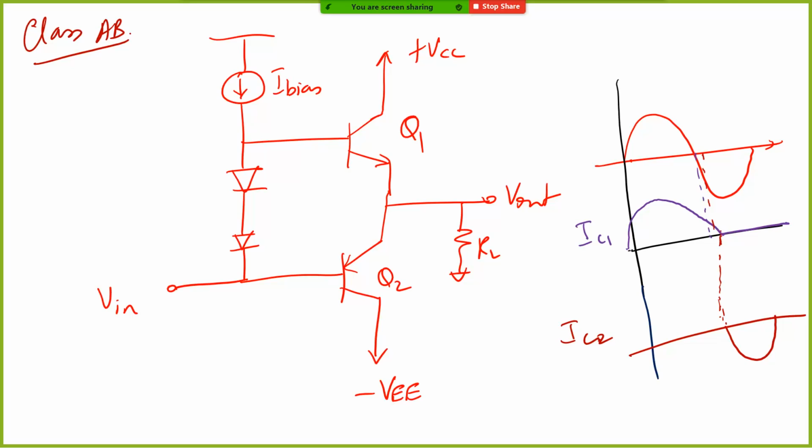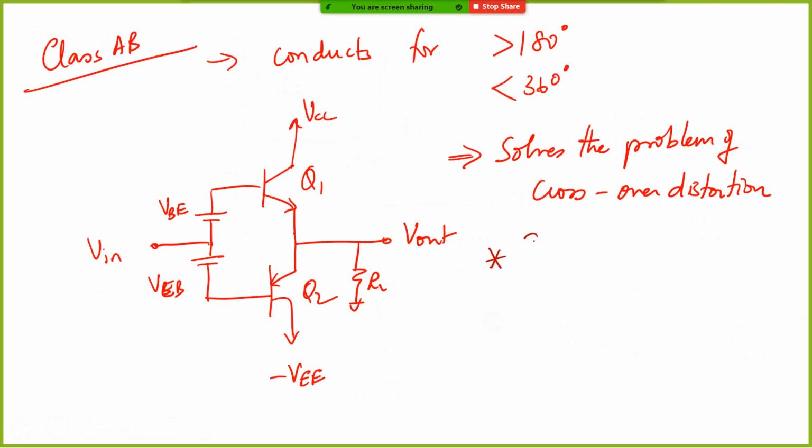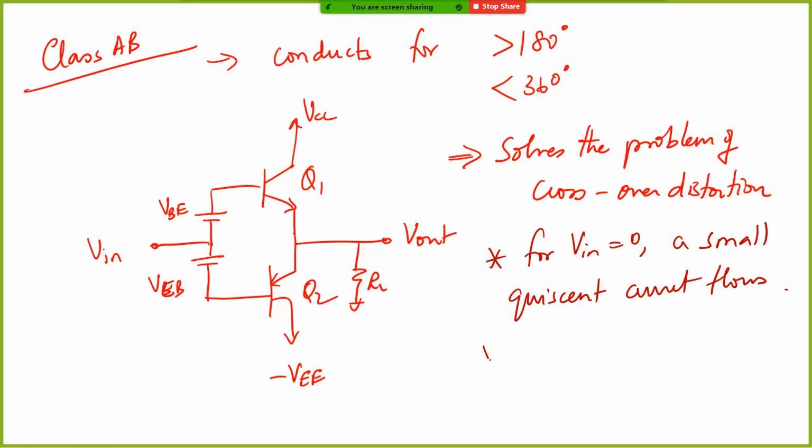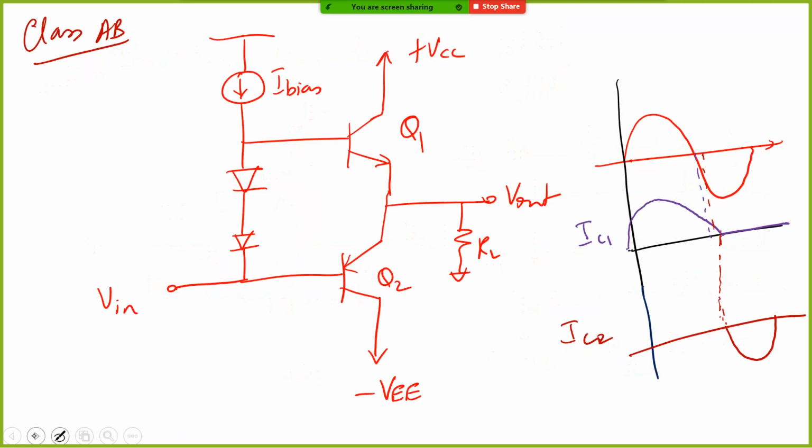Of course, the efficiency now will be a little lower than the max efficiency, lower than 78.5%. We can say that the property of class AB is that even for V in equal to 0, a small quiescent current flows. Okay, so the efficiency of class AB will be lesser than the efficiency of class B. All right. Now let us add two more features to it.